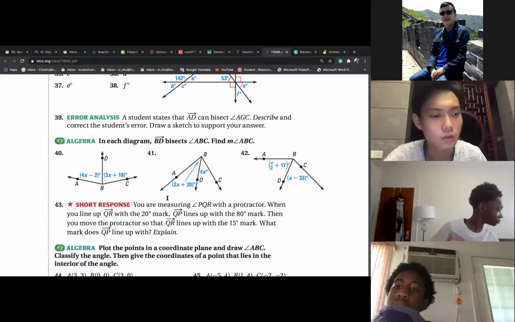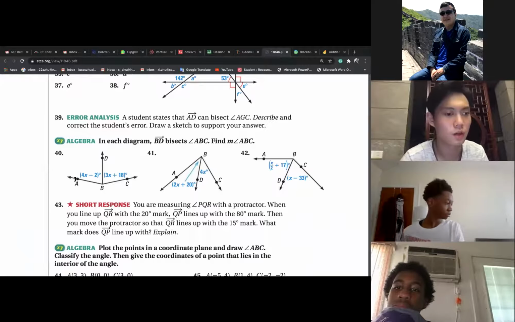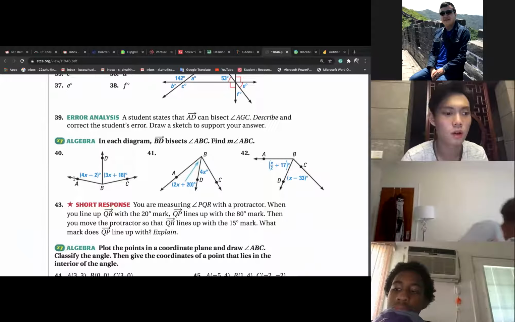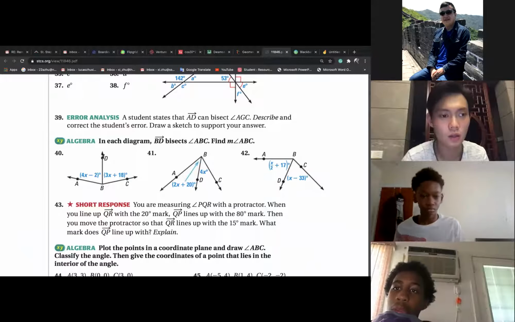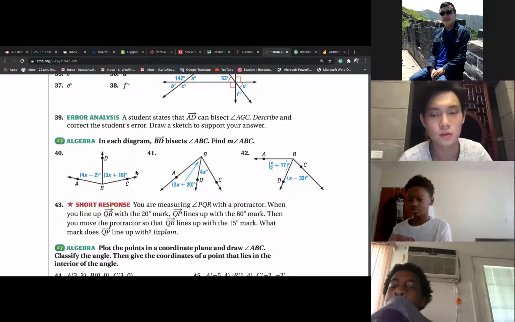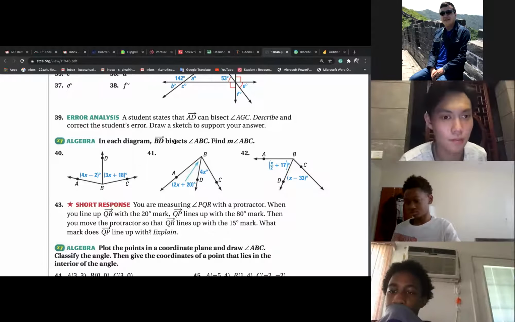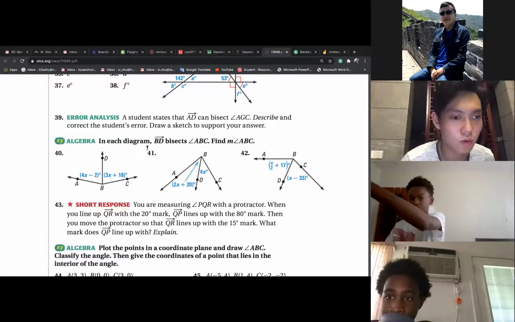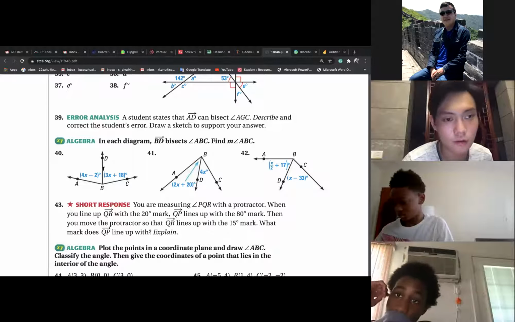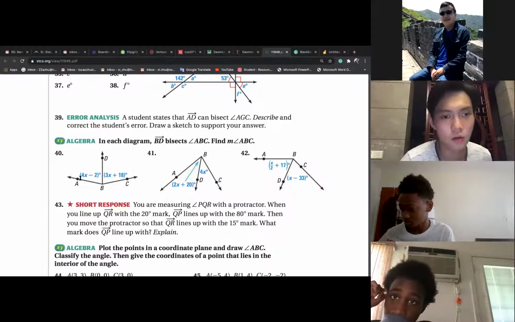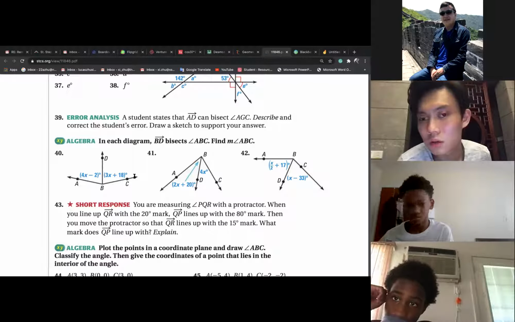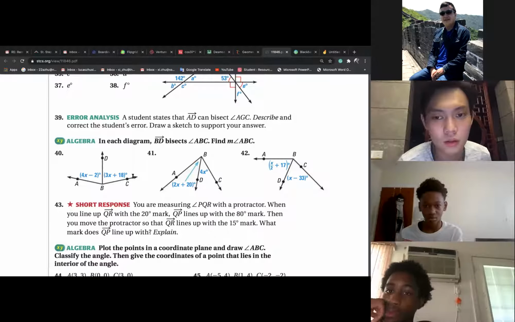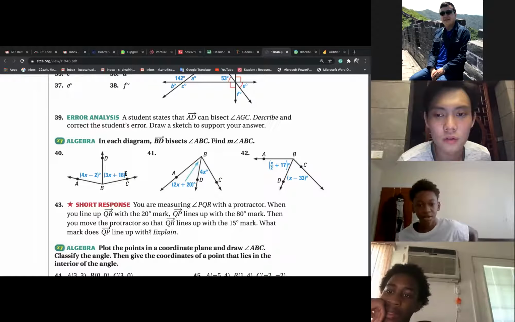So here, look, for question 40, right? There are three angles: angle ABC, angle ABD, and angle BDC. You also know that the ray BD, the middle line here, bisects angle ABC, right? What does bisect mean? It splits it down the middle.